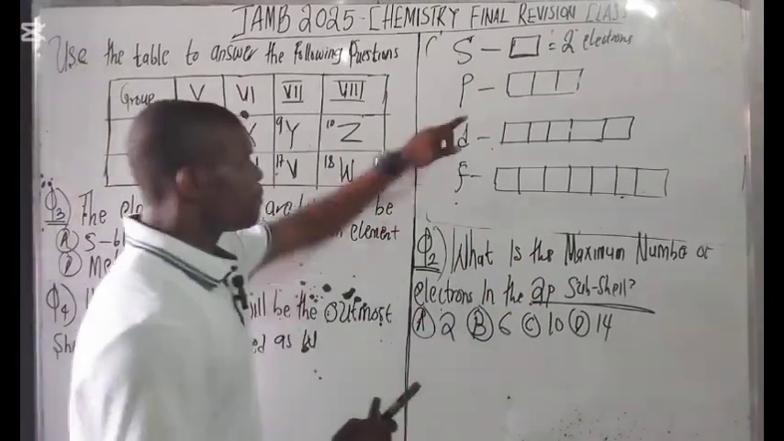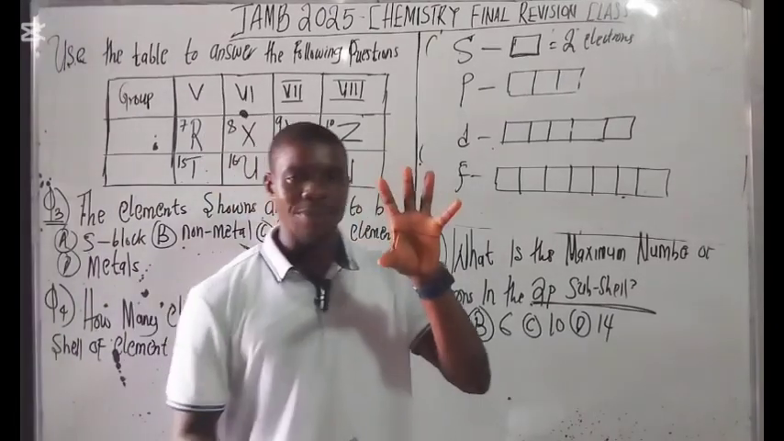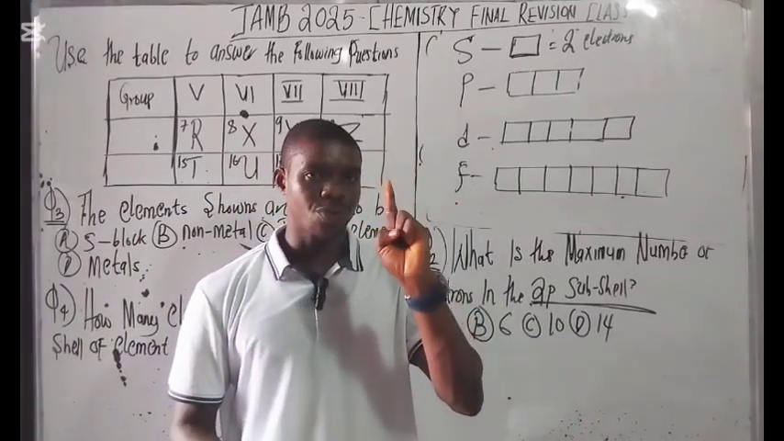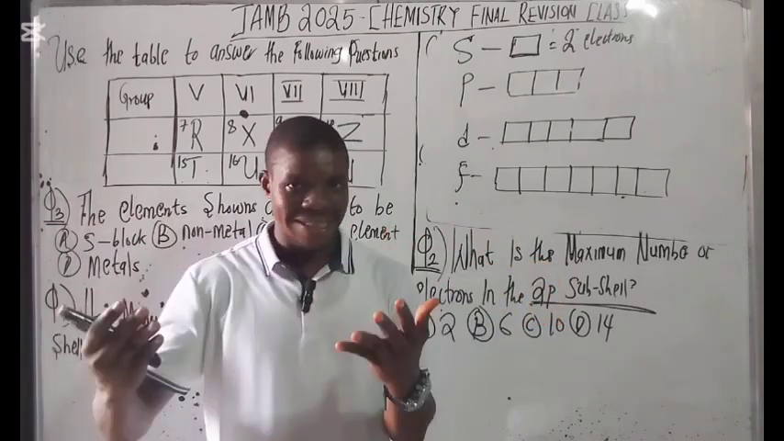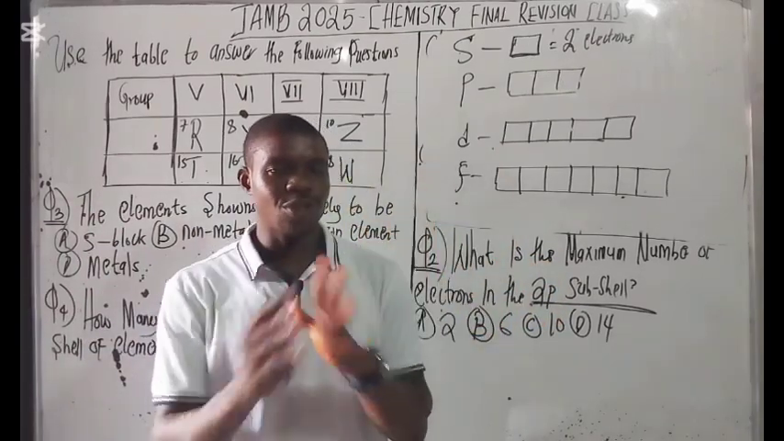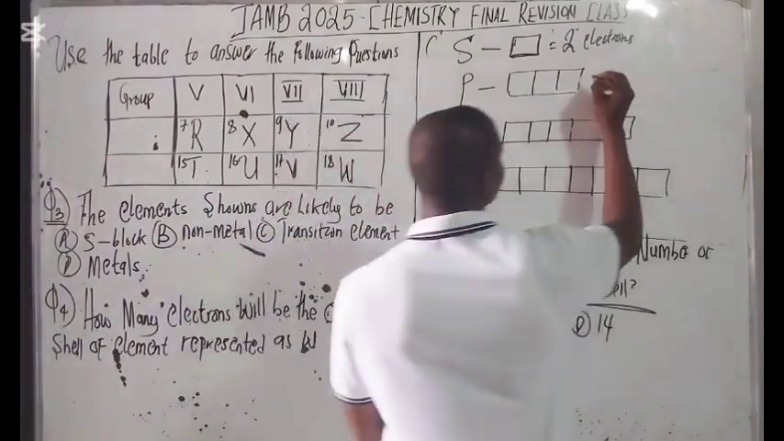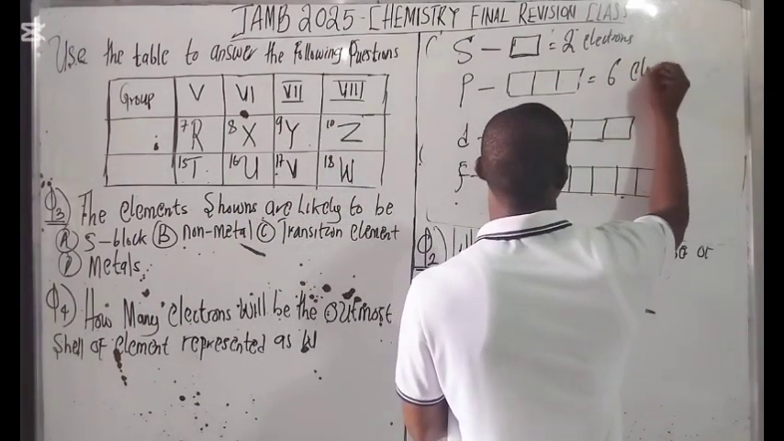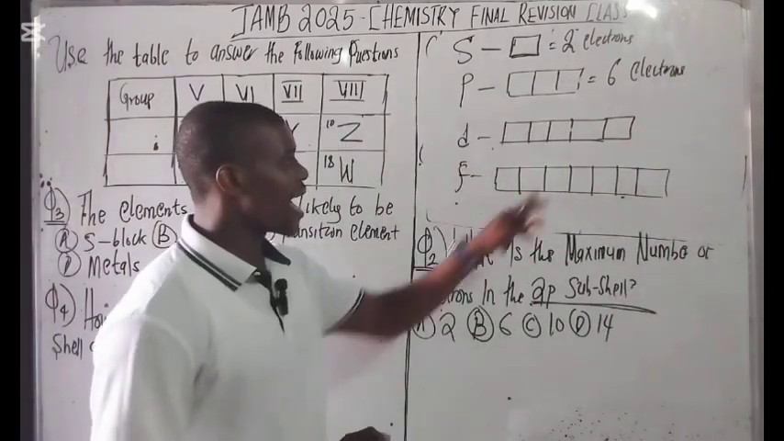P has 3 suborbitals, right? Because you have 3 suborbitals, remember, one can accommodate 2. The maximum number of electrons P can accommodate is going to be 6, because it will be 2, 2, 2. So the maximum number of electrons P can accommodate is 6 electrons.